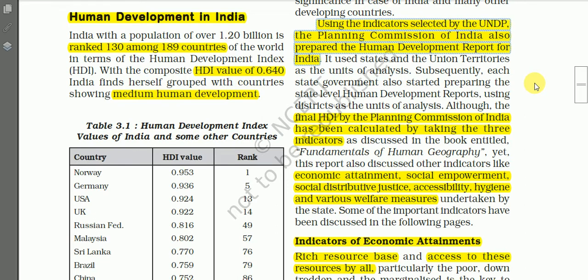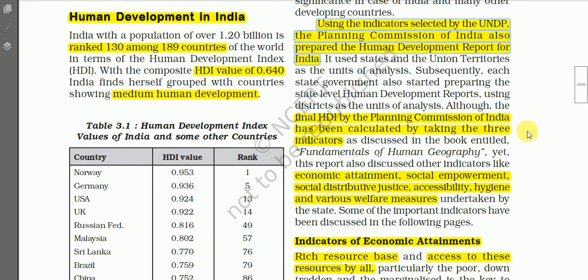Do you remember those key areas or indicators? They are health, then education, and the third one is access to resources. Okay, based on these three key areas, the UNDP calculates the Human Development Index for different countries of the world. Likewise, the Planning Commission has also been preparing the Human Development Index and a report for different states of India using those three indicators devised by UNDP.